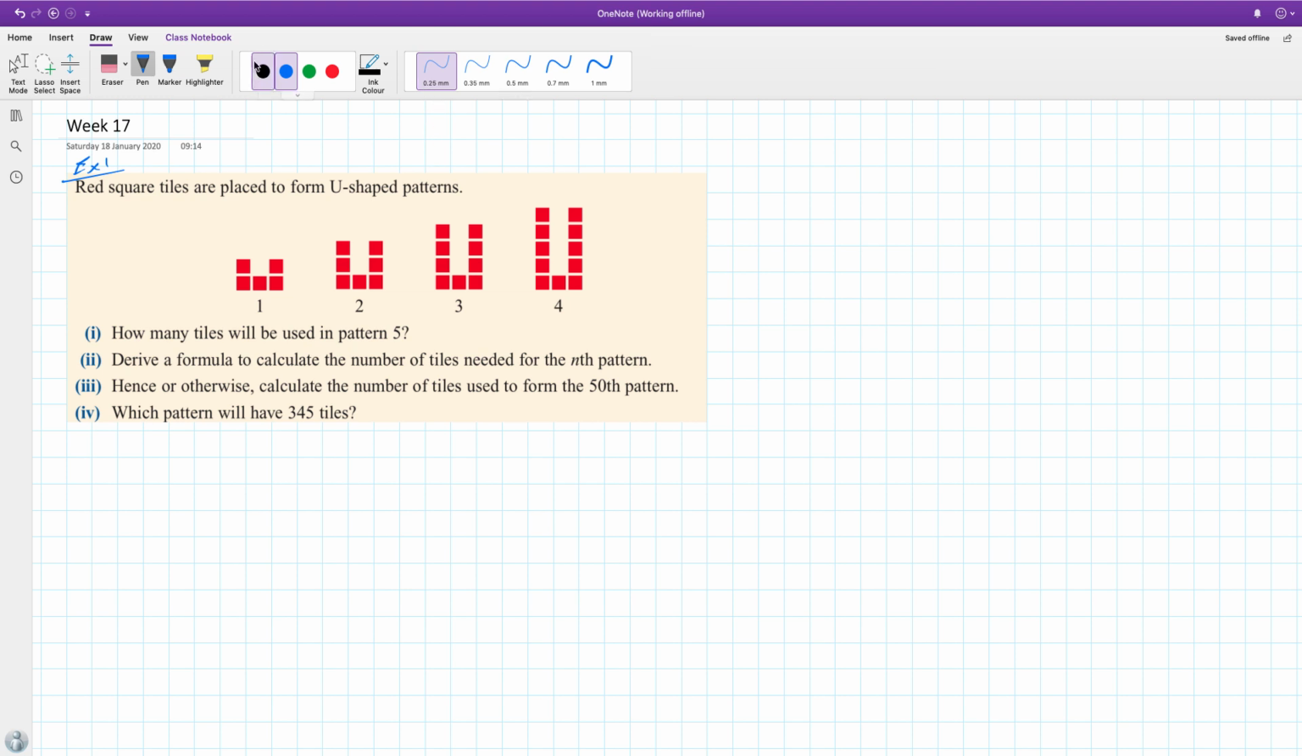Right, let's have a little go at it then. How many tiles are used in pattern 5? Counting the tiles: 5, then 7, then 7, then 9 and 11. So pattern 5 will have 13. Derive a formula to calculate the number of tiles needed for the nth pattern.